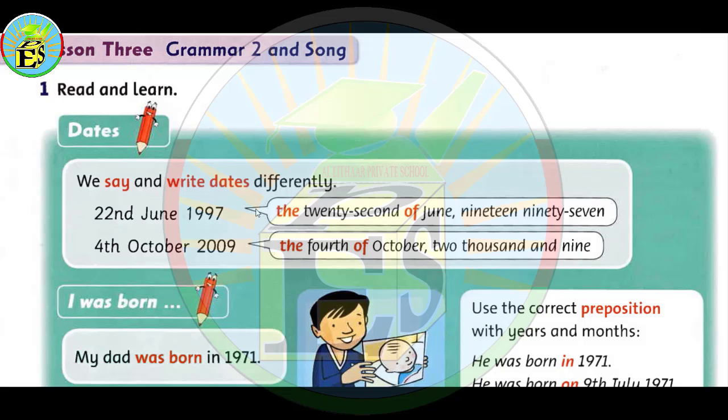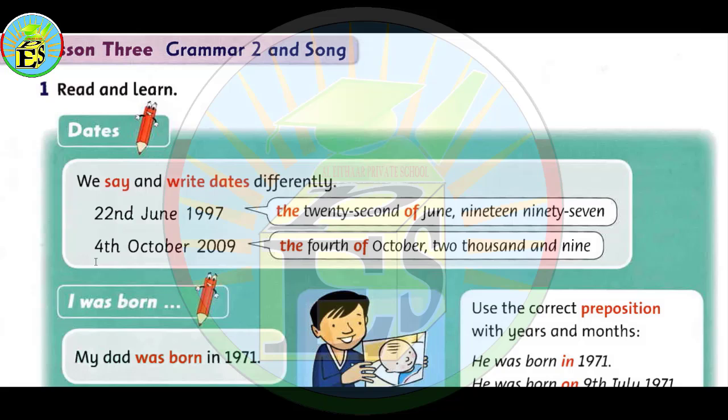I would like you to notice how we write it. We write it as the 22nd of June 1997. Some people might say 1997, it's okay, but the correct way, the better way is to say 19, to separate this number to two sides, 19 and then 97. Now, the ND that we have here is an abbreviation for the word second. So instead of writing second, we only write ND.